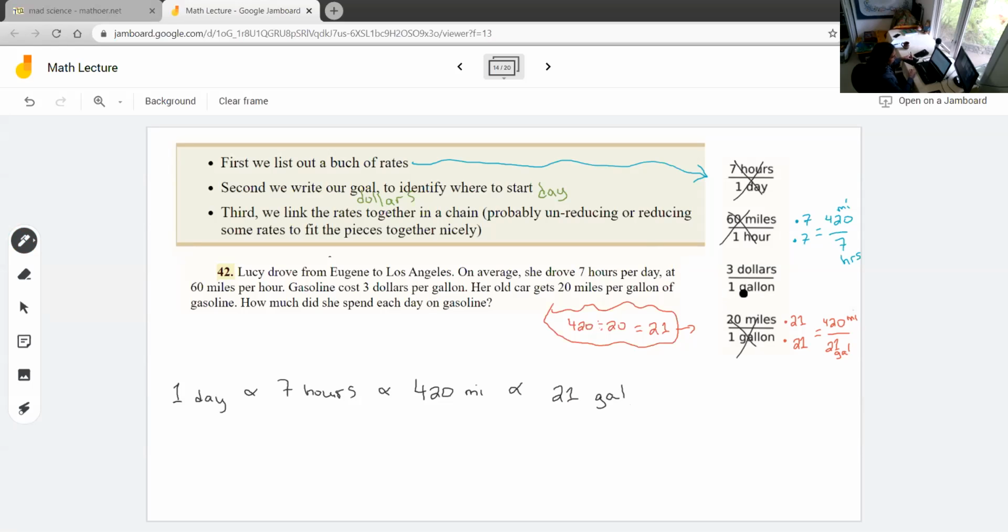And now I can finally get from gallons to dollars. That was my goal. 21 gallons will go with $63.